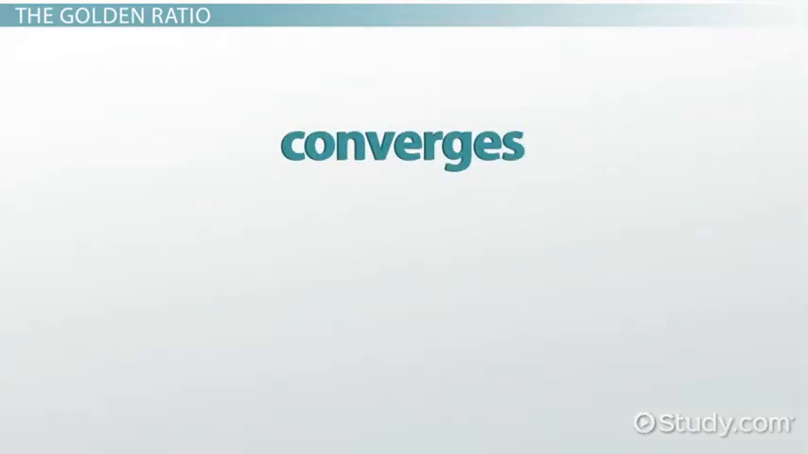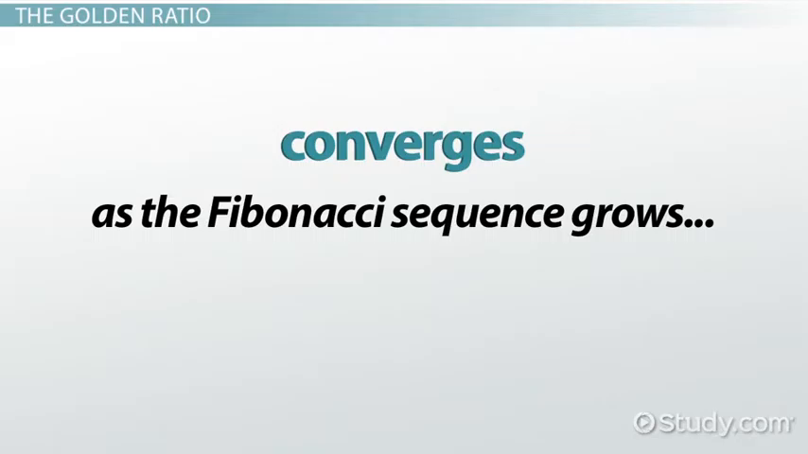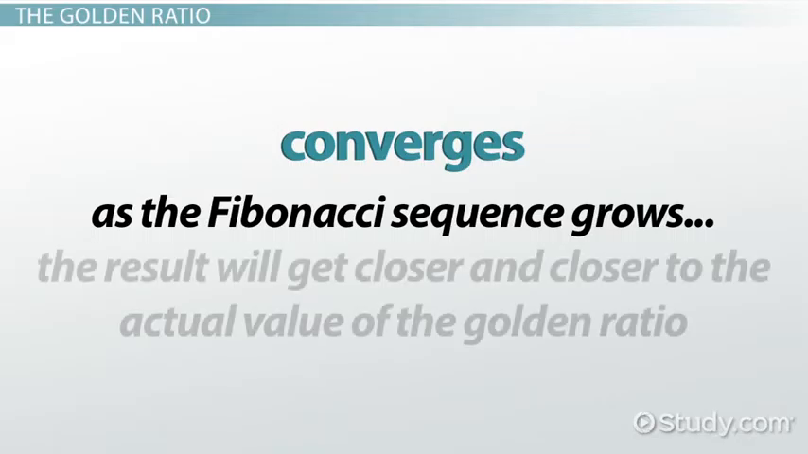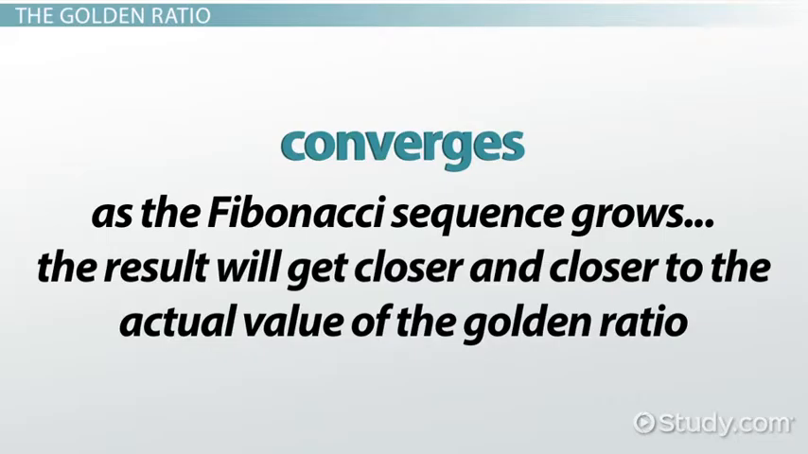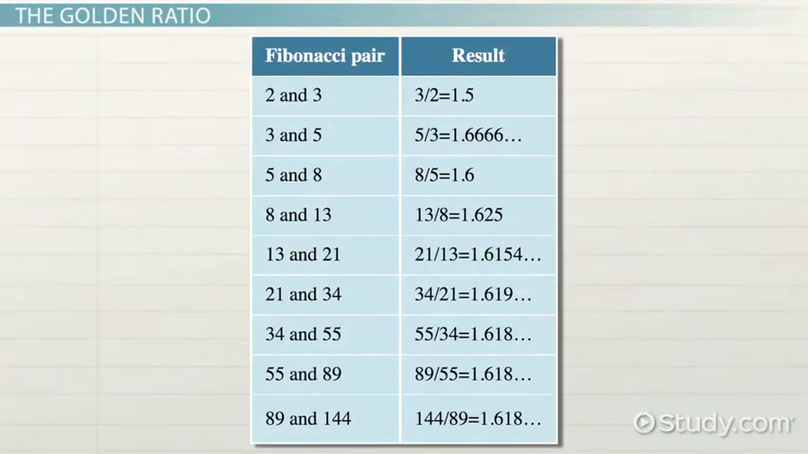In mathematical terms, the Fibonacci sequence converges on the golden ratio. What that means is that as the Fibonacci sequence grows, when you divide a pair of numbers from the sequence, the result will get closer and closer to the actual value of the golden ratio. Looking at the table, you can see that, starting with the pair 34 and 55, the result is accurate to 3 decimal places. As the pairs get larger, the result will be more accurate to the decimal.